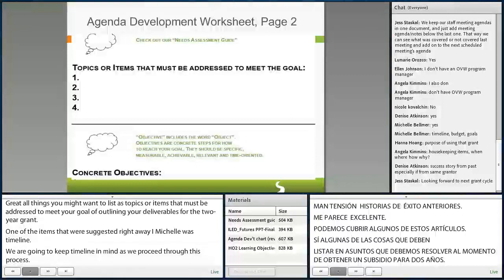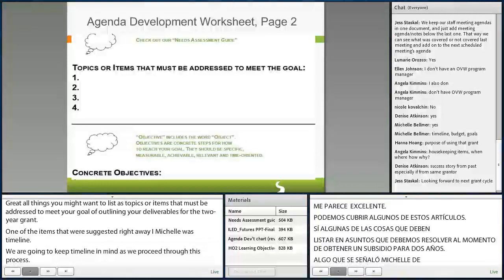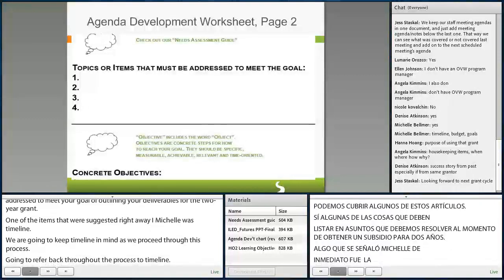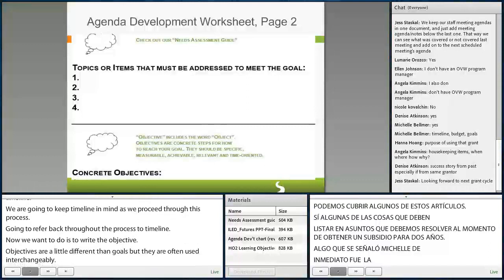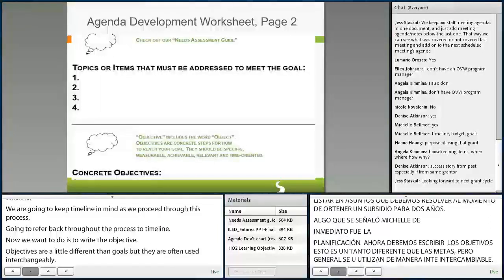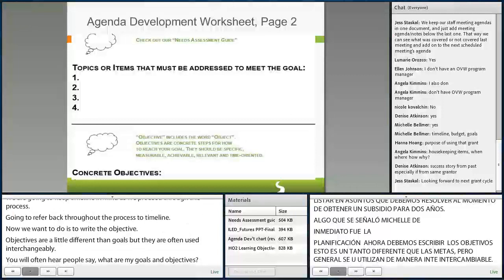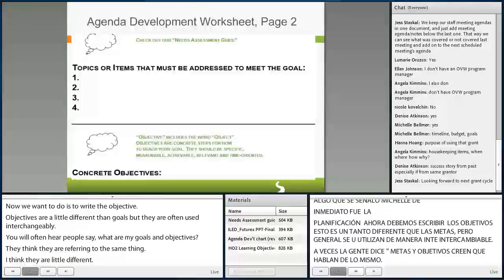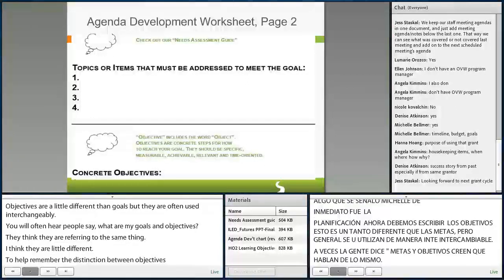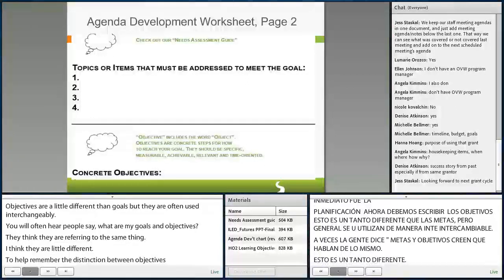Okay, so now what we want to do is to write objectives. So objectives are a little bit different than goals, but they are often used interchangeably, okay? You'll often hear people say, what are my goals and objectives? And they think that they're referring to the same thing. But objectives are a little bit different. And to help remember the distinction between objectives and goals, I often mention that the word objective has the word object in it, right? That means that it is specific. It's concrete, like an object. It's something you could hold in your hand.